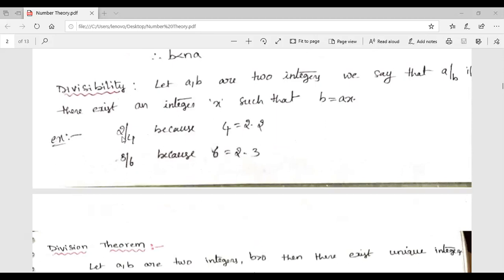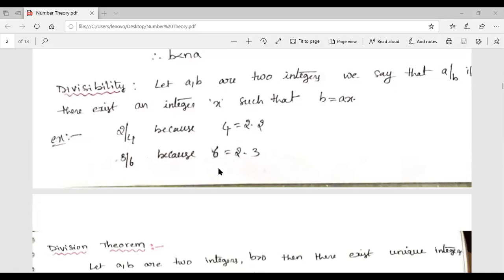So for example, 2 divides 4. This can be written like 4 by 2. 2 divides 4 means 4 by 2. Here 2 divides 4 because 4 can be expressed in ax form, so 2 into 2. And 3 divides 6 because 6 can be expressed as 2 into 3. So this is called divisibility.